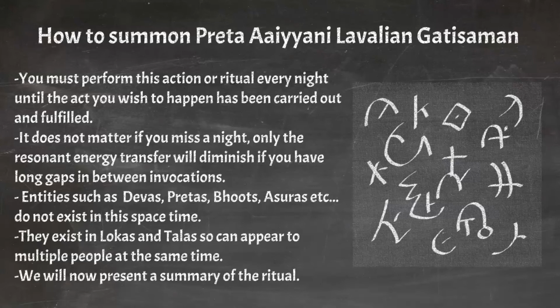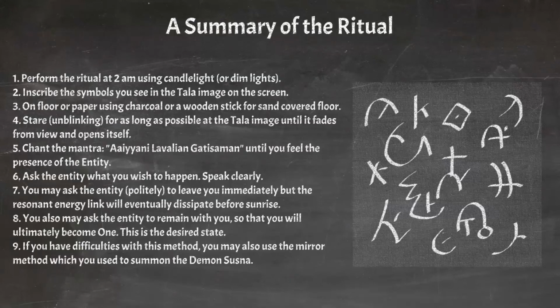We will now present a summary of the ritual. Perform the ritual at 2 a.m. using candlelight or dim lights. Inscribe the symbols you see in the Talat image on this screen. This must be done onto the floor or paper, using charcoal. Or you can use a wooden stick for sand-covered floor. You can also stare, unblinking, for as long as possible at the Talat image until it fades from view and opens itself. Chant the mantra.